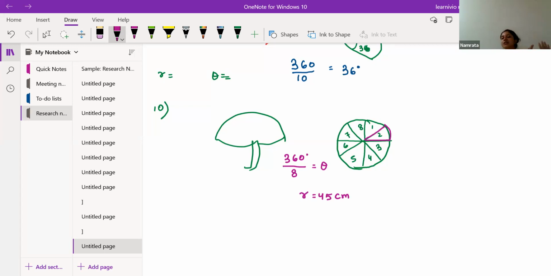Either you do it like this, or the other way is to find pi r square and divide it by how many equal parts you are cutting this circle into. 8 parts. So divide by 8. Is it okay? Any confusion?